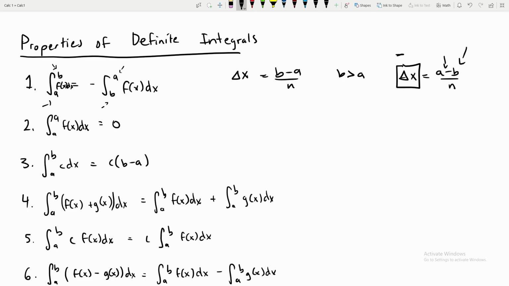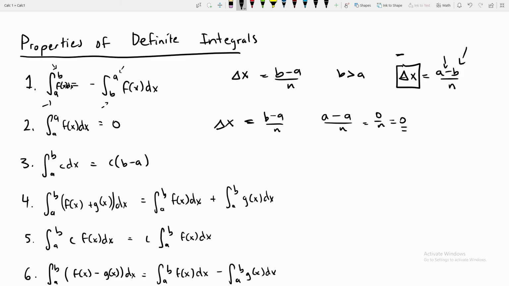Basically, if we have the integral and the bounds are both the same, the integral is going to evaluate to 0, and we can see why. We had delta x, the width of the rectangle, being (b minus a) over n. However, now we have (a minus a) over n, which is equal to 0 over n, which is 0. So the rectangle's width is going to be 0, meaning we're not going to have any area.